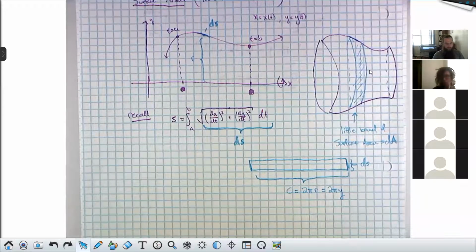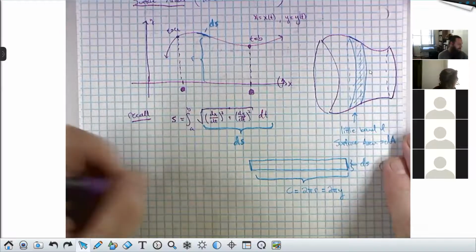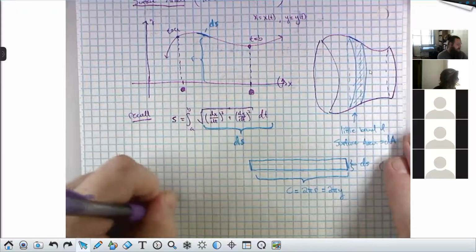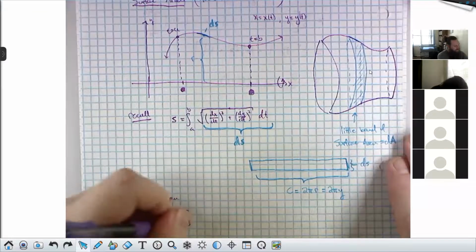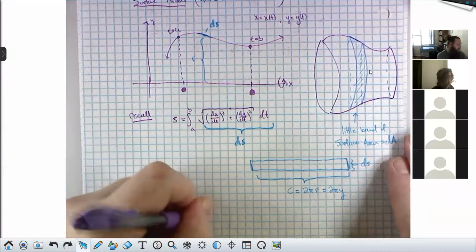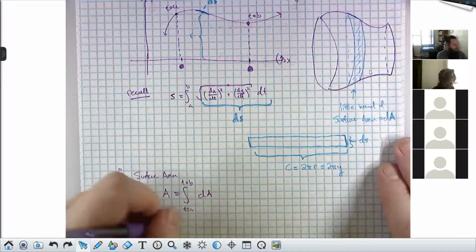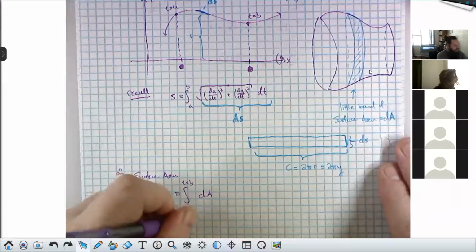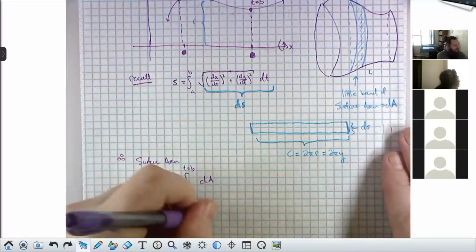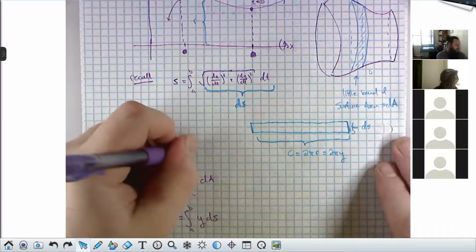So your formula for surface area, which I'll call A, is the integral from t equals A to t equals B of dA, which is the integral from A to B. There's a handful of ways to say this. My favorite way to say this is it's 2 pi y times ds. This is rotated about the x-axis.